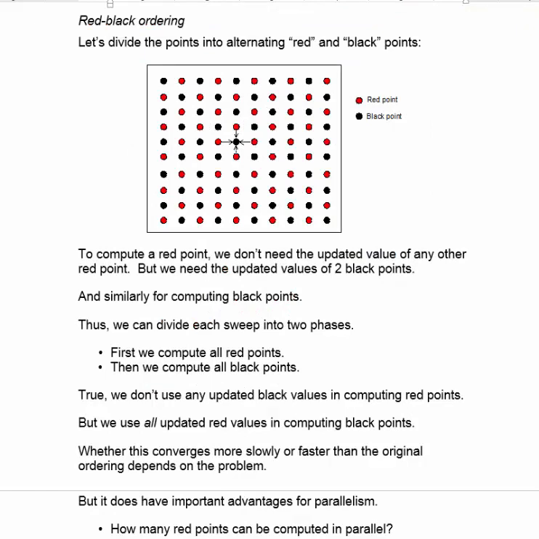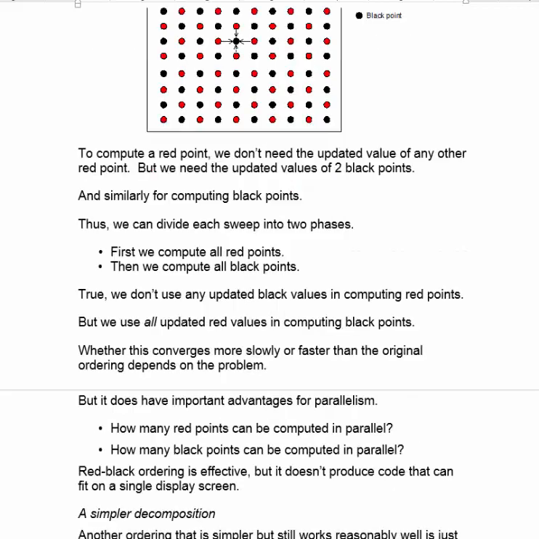Well, this looks like it might not be so efficient because we don't use any updated black values in computing red points. But on the other hand, we use all updated red values in computing black points. So it might or might not converge faster. It depends upon the problem. But it does have advantages for parallelism. That's because we can compute lots of points in parallel.